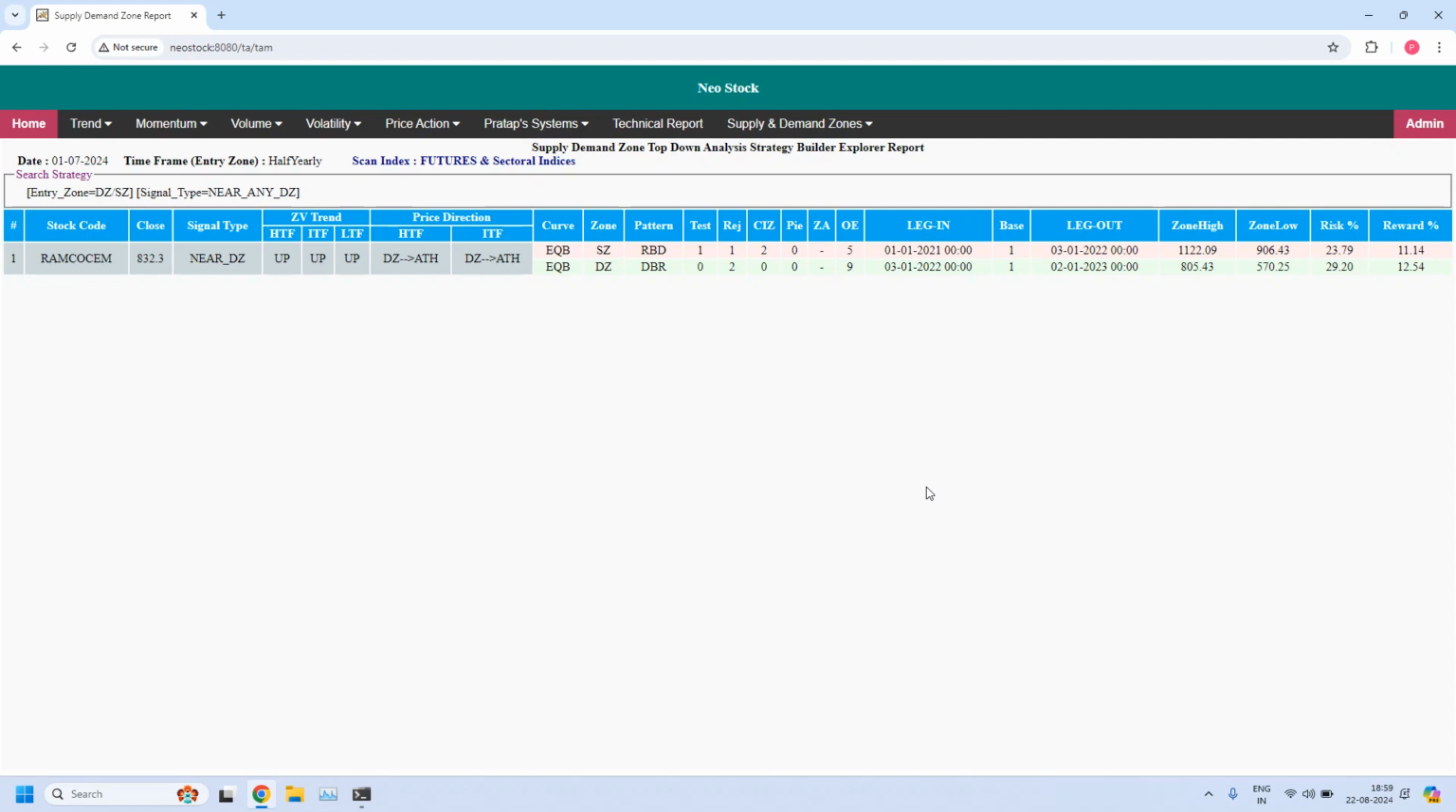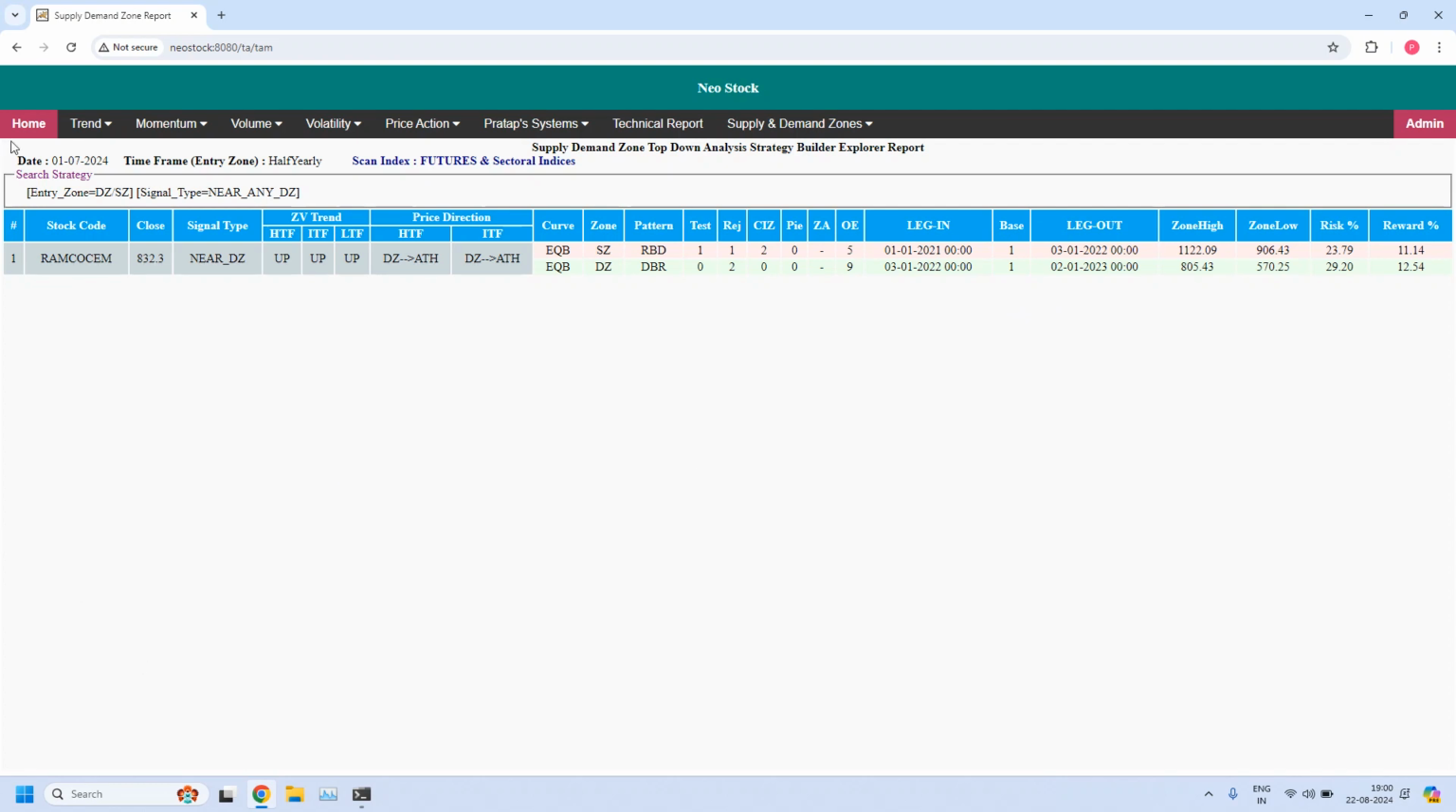If you don't understand how to study this report, I request you complete the training lesson 21.1. That is part 1 of lesson 21. There I explained each and every column in detail, their values, their abbreviations. Even I have also explained how we can draw the zones in TradingView by taking a leg in and leg out timestamps and base candle count from this report.